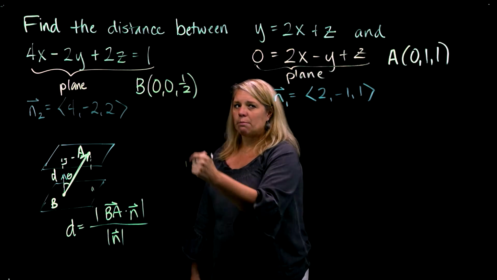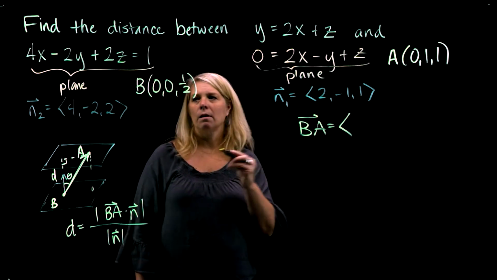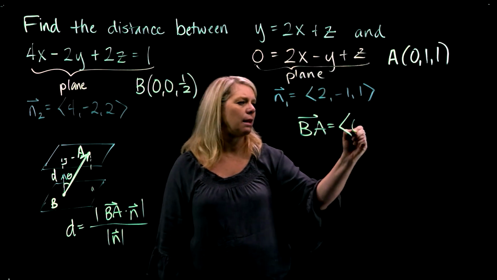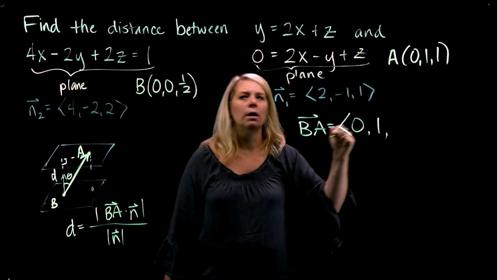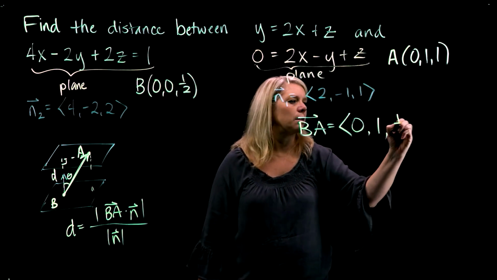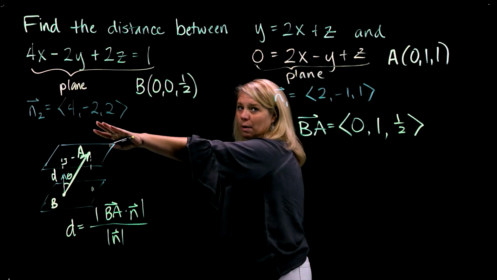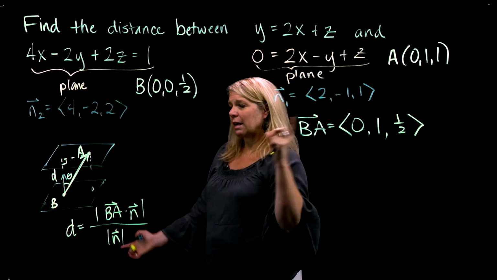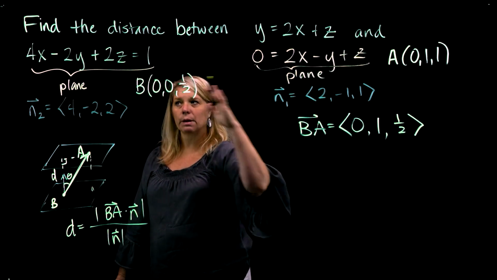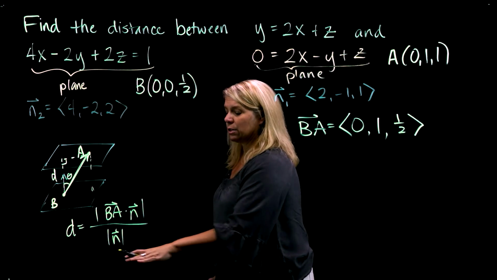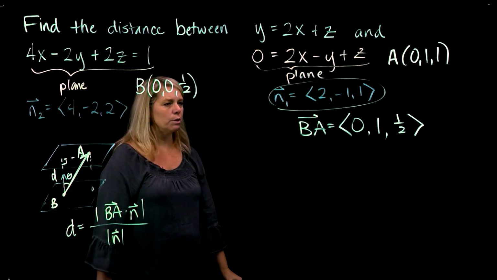Okay, so now I just need my vector BA. Right, so if I start at B and end in A, the change in x is 0, the change in y is +1, and the change in z is +1/2. I've got my n vector. I could actually use either of these for my n vector. Remember that I'm really interested in the direction here, not necessarily the magnitude, although I do need to make a choice because depending on which one I use, I will need to use the right one to divide by my magnitude here. So I'm just going to use this one, a little bit smaller numbers to work with here.